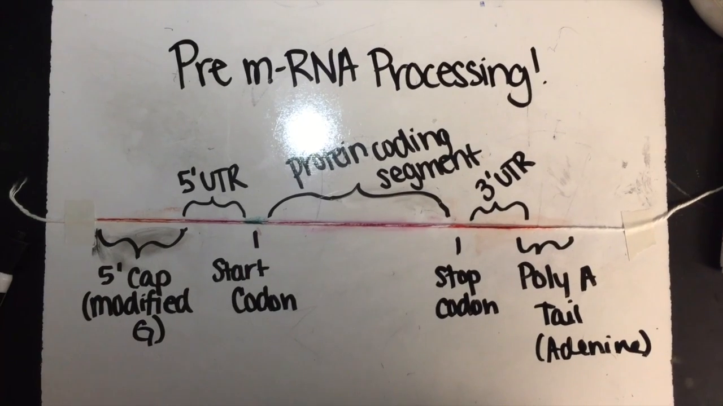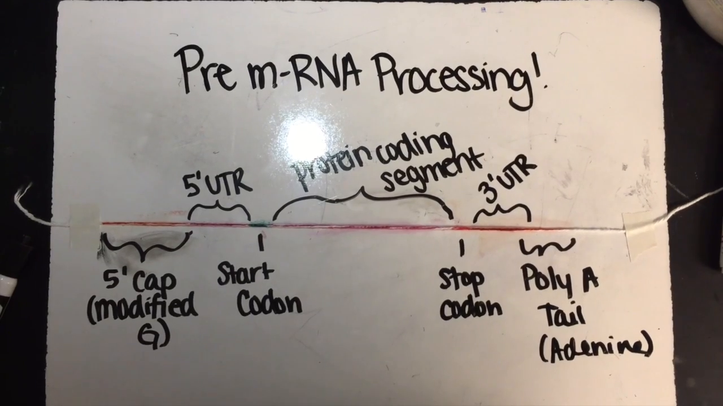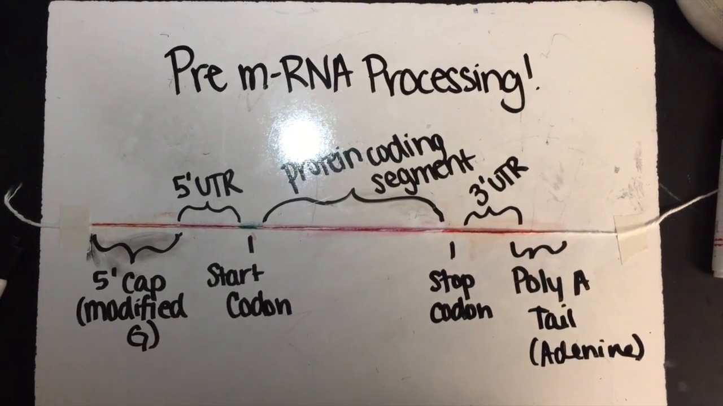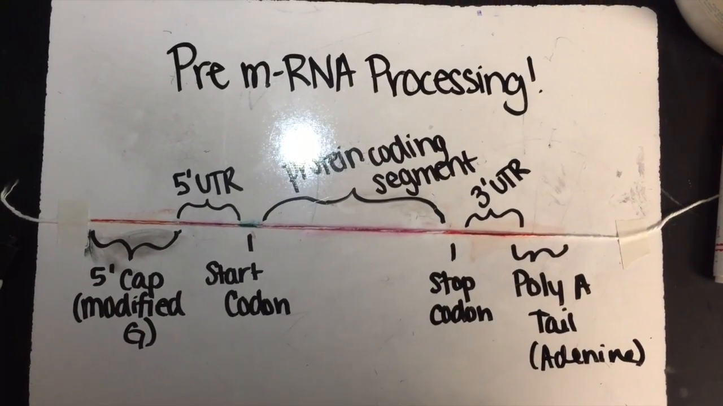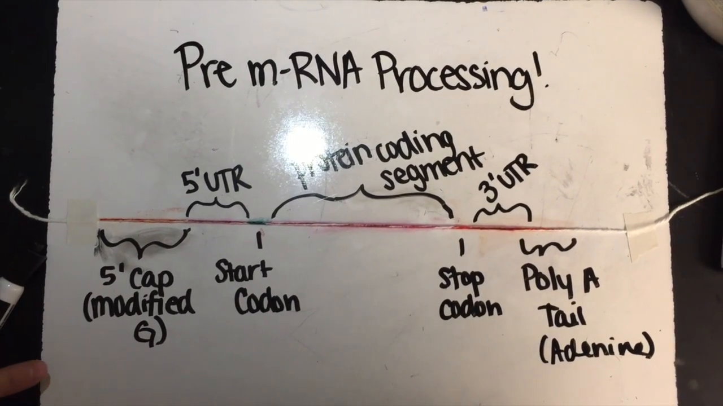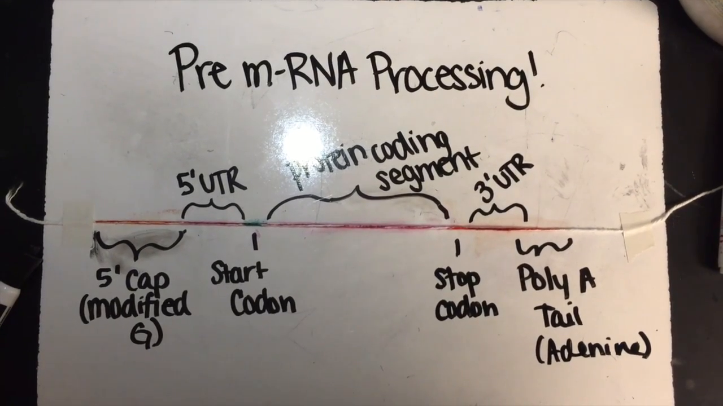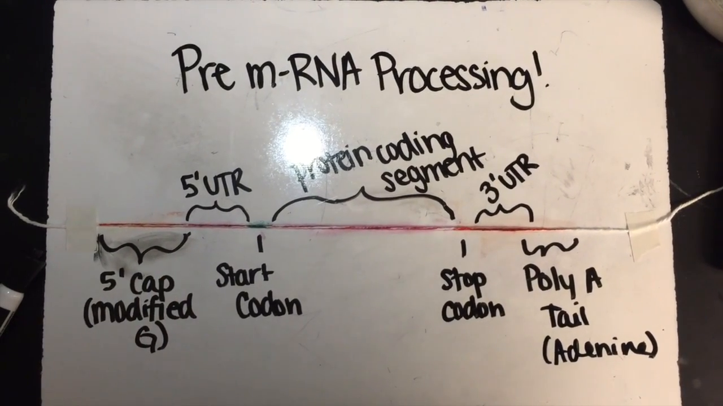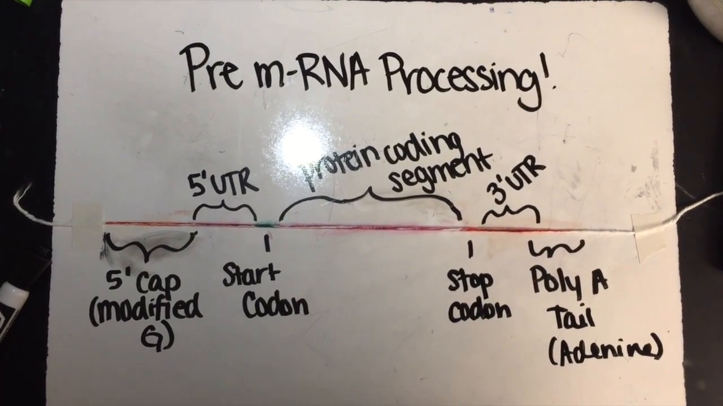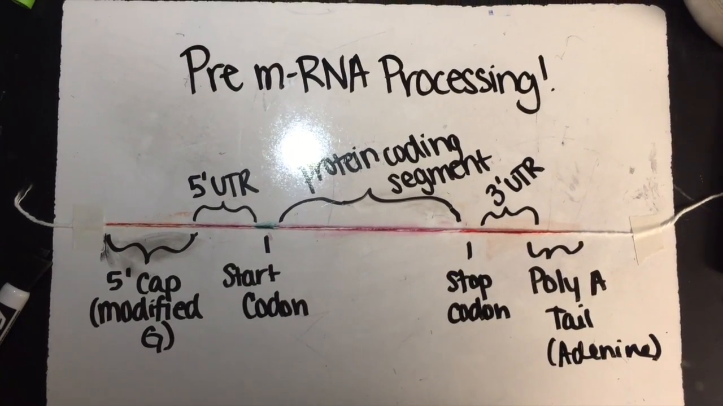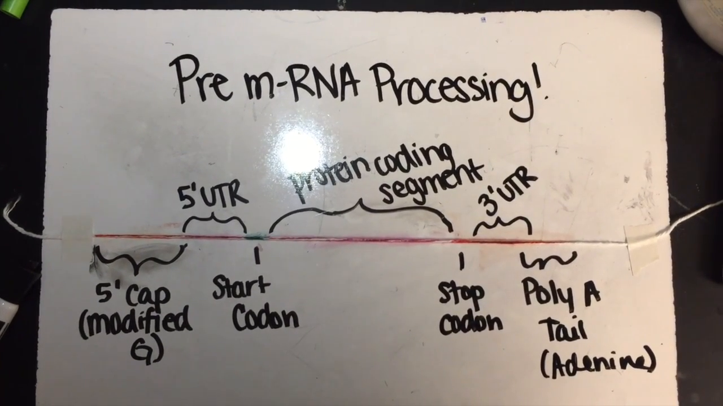Pre-mRNA must go through some processing before it can be cut into just mRNA. So, in pre-mRNA processing, enzymes add a 5' cap and a poly A tail to the pre-mRNA. The 5' cap is modified guanine sequences, and the poly A tail is adenine sequences. The 5' UTR is the untranslated region of the 5' end, and the 3' UTR is the untranslated region of the 3' end. The middle part between the start codon and the stop codon is the protein coding segment.